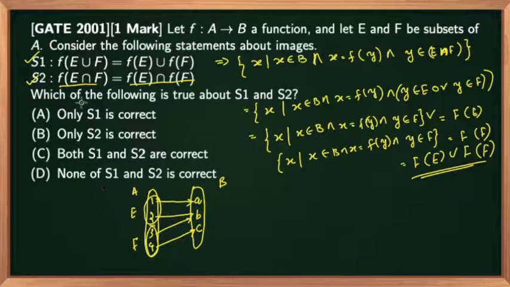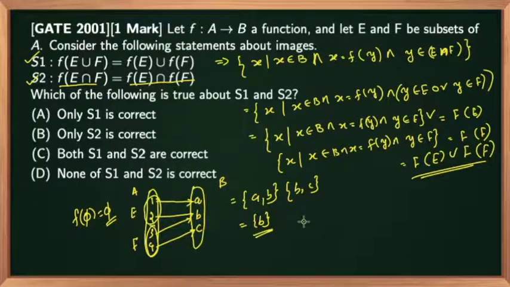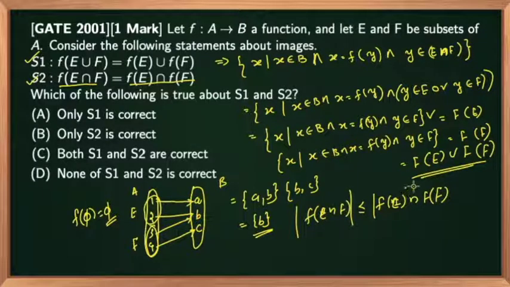Now what is E intersection F? E intersection F is phi, right? So F of phi will be equal to phi. Now if you see F of E is having A, B, and F of F is having B, C, and if you have F of E intersection F of F, then you will be having B, right? So what we can really say is the cardinality of F of E intersection F should be less than or equal to the cardinality of F of E intersection F of F. So this is the correct relation. We cannot say that it should be equal, right? So the choice S2 is wrong. Only S1 is correct. So the option is A.